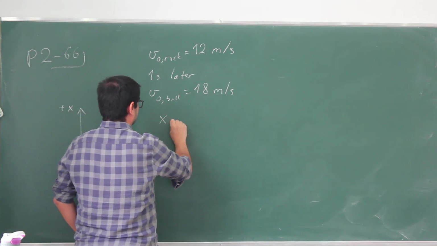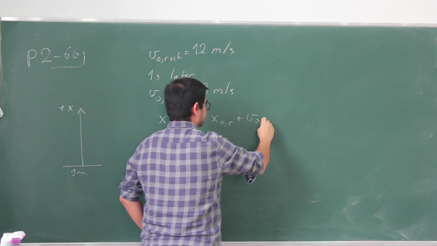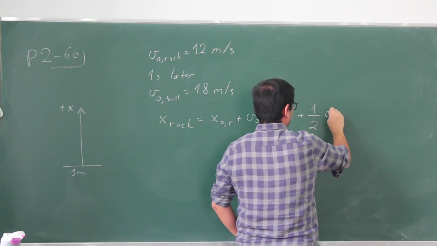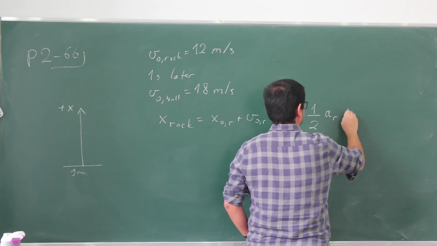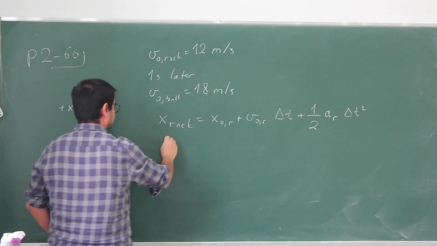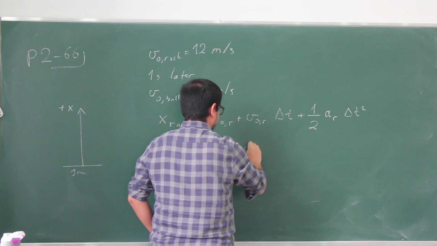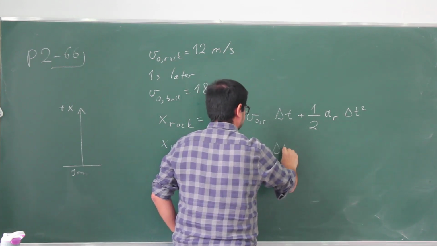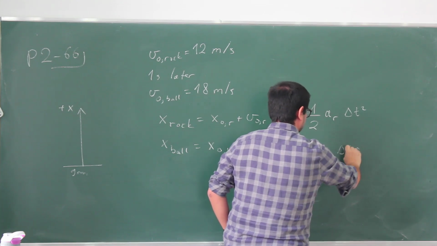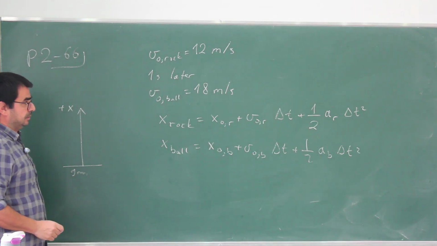So X rock is going to be X0 rock plus V0 rock delta T plus 1/2 A rock delta T squared. That's the same acceleration. So for the ball, which comes 1 second later, this is X0 ball plus V0 ball delta T plus 1/2 A ball delta T squared. And the accelerations are, of course, equal to each other. They are both the gravitational acceleration.